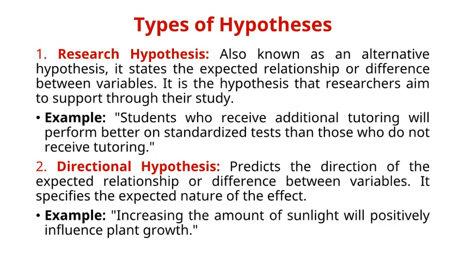2. Directional hypothesis predicts the direction of the expected relationship or difference between variables. It specifies the expected nature of the effect. Example: increasing the amount of sunlight will positively influence plant growth.